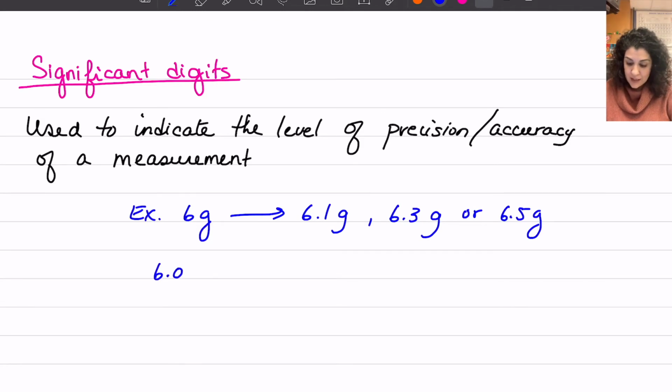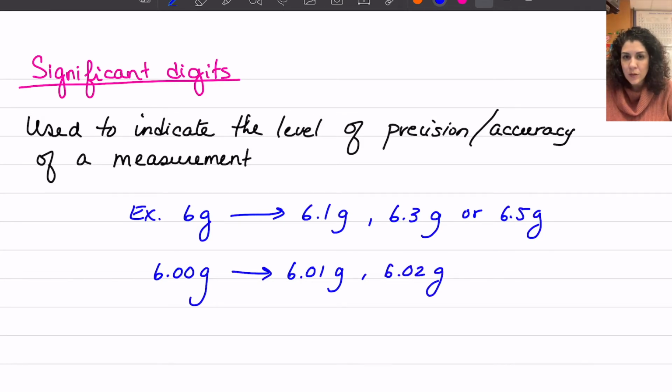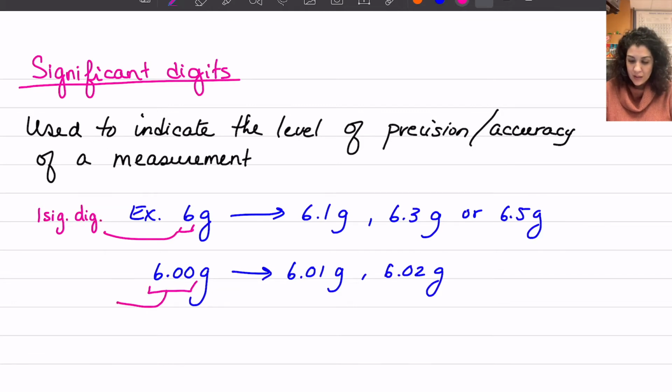But if I said I need 6.00 grams of salt, that means that if you went to the scale and you got 6.01 grams or 6.02 grams, that would not be acceptable. What you need to have is your scale read exactly 6.00. So the first measurement is given to one significant digit and is therefore less precise than our second measurement, which is given to us to 3 significant digits.